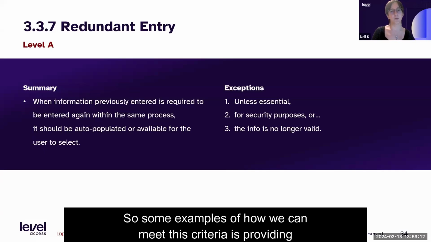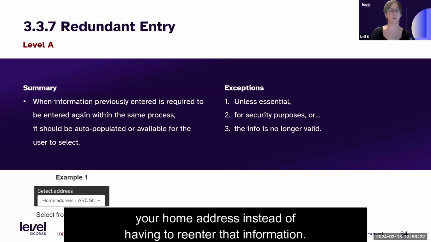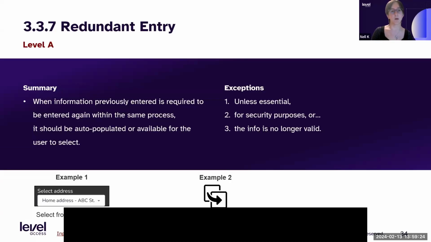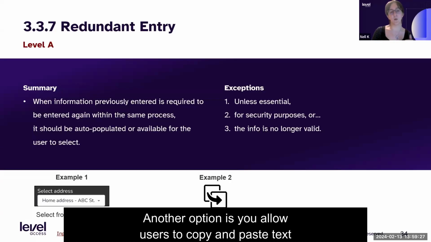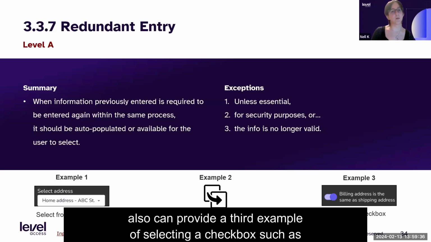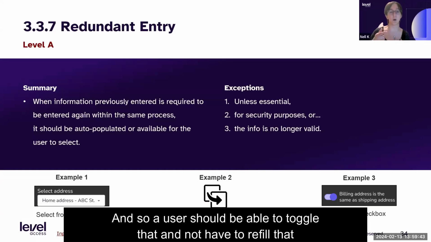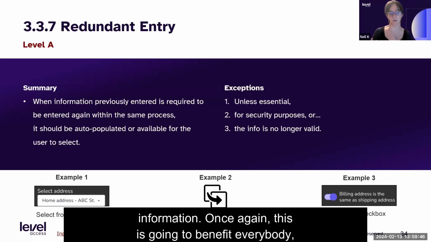So some examples of how we can meet this criteria is providing the option in this first example to select from a dropdown. So you can select your home address again instead of having to re-enter that information. Another option is you allow users to copy and paste text. That way they don't have to enter that information again. And we also can provide a third example of selecting a checkbox, such as billing address is the same as shipping address. And so a user should be able to toggle that and not have to refill that information.